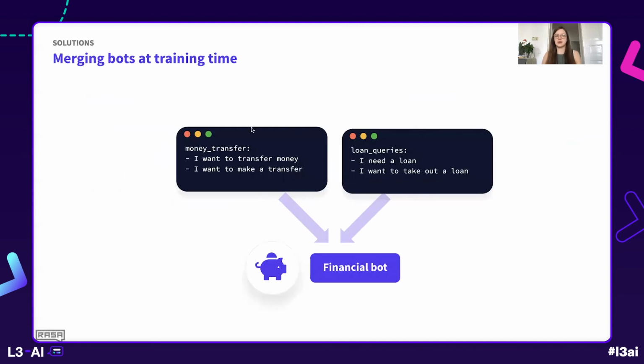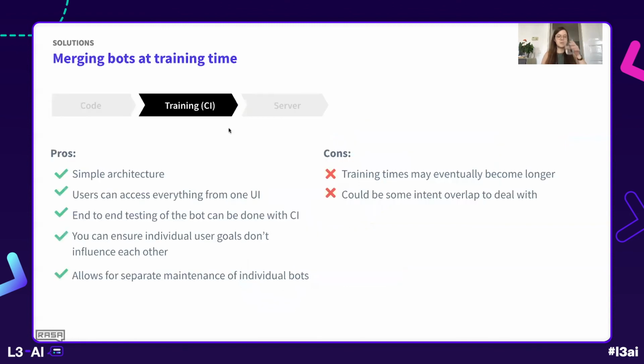What I mean with merging bots at training time is that you are building your 2 bots, or your 2 user goals, completely separately in 2 separate repositories, maybe by 2 different teams or the same team, that's up to you. Say you have one bot for transferring money and another one for loan queries. You build those separately and maintain them separately, but when you run the training process as part of your CI, all that data will get merged together so that you have one big model that the user then talks to. So as the title indicates, the bots in this case get merged at training time.